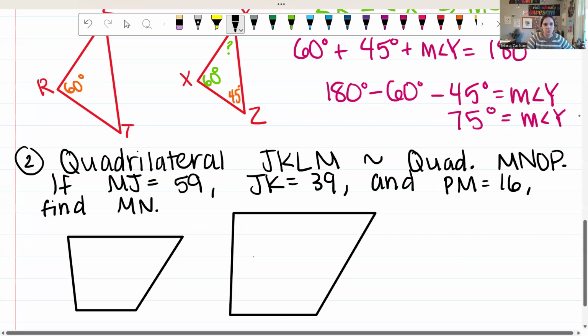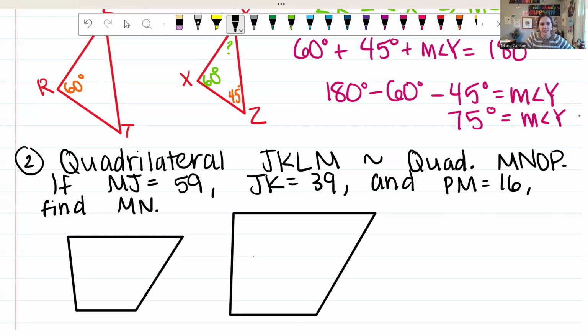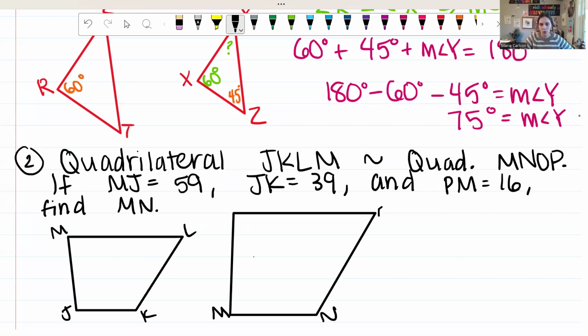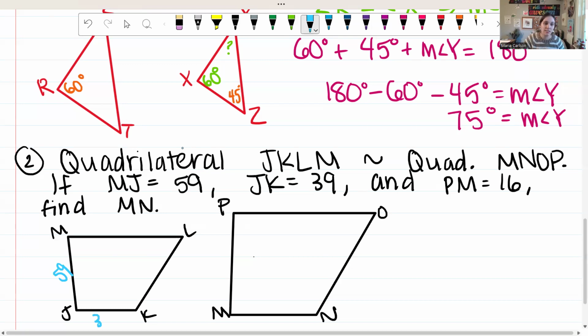All right, so I don't know if these are the exact same, but we'll call it close enough, not to scale again. JKLM. So here's J, here is K, here is L, and here is M. That is similar to MNOP. I'm just matching up each of the vertices, and I'm going to now write in everything that I know. MJ is 59, JK is 39, and PM is 16.